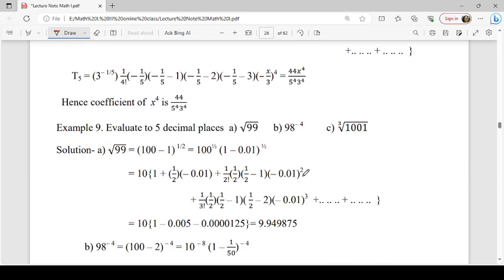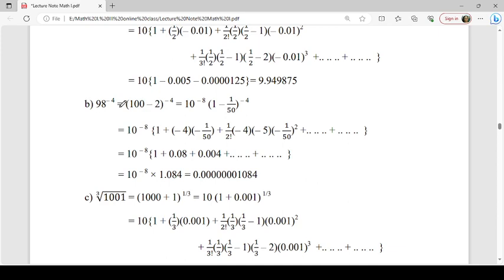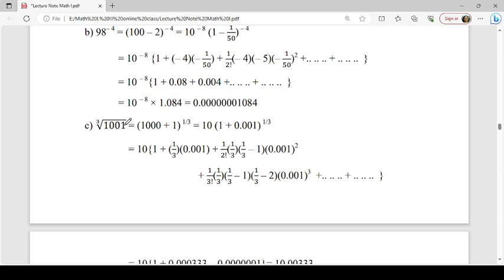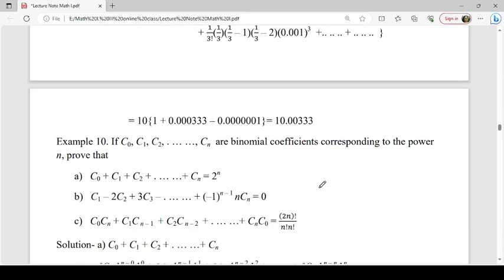Then, so this you can see, and you will have this. I think you can understand this after looking at it.